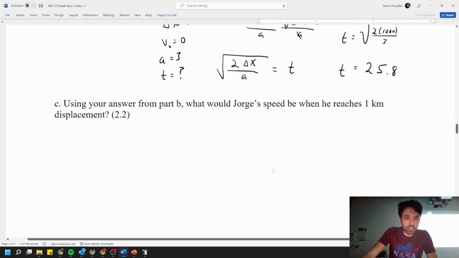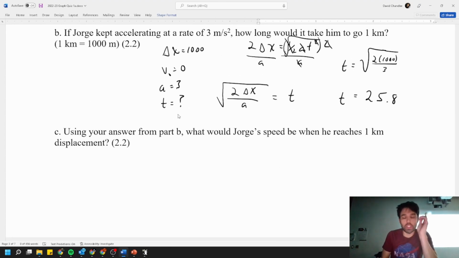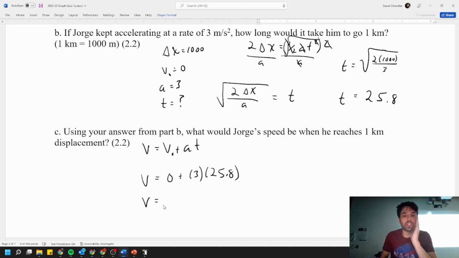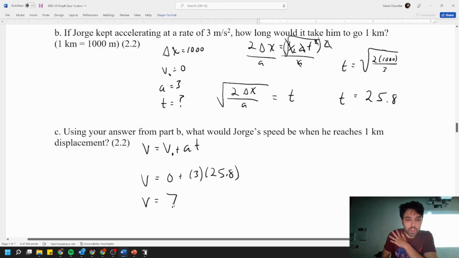Last question. Using your answer from part B, what would Jorge's speed be when he reaches the 1 kilometer displacement? All right, so now we're going to use that first kinematic equation on your formula charts. That was v equals v naught plus at. Now we know what t is, right? It's 25.8. And we know a, which was 3. Our initial velocity, remember, was 0. So we plug in the numbers: 0 plus 3 times 25.8. This number times 3, 77.5 meters per second.